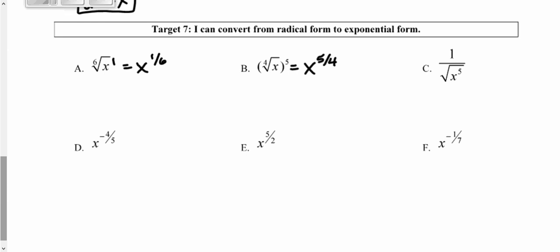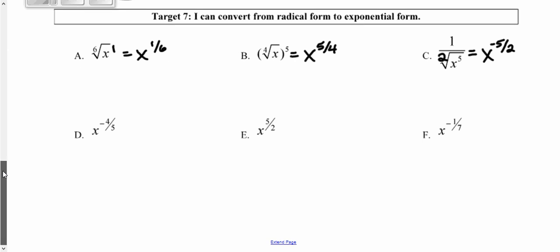C has two things going on. So first of all, it is in the denominator, which means our exponent's going to be negative. And also, whenever there's not a number out in front, we assume it to be an index of 2. That's kind of a tricky thing that I will try to trick you on. So we would have x to the -5/2. Make sure you got both those things.